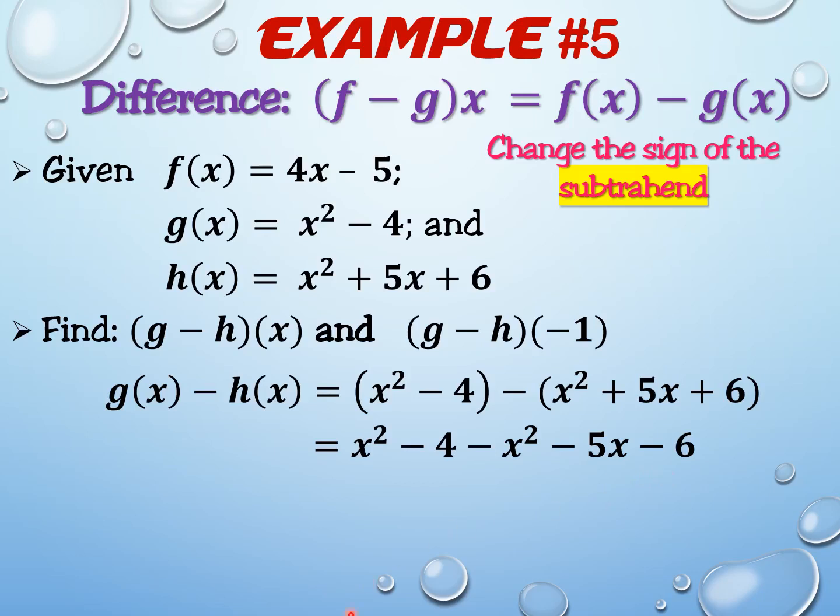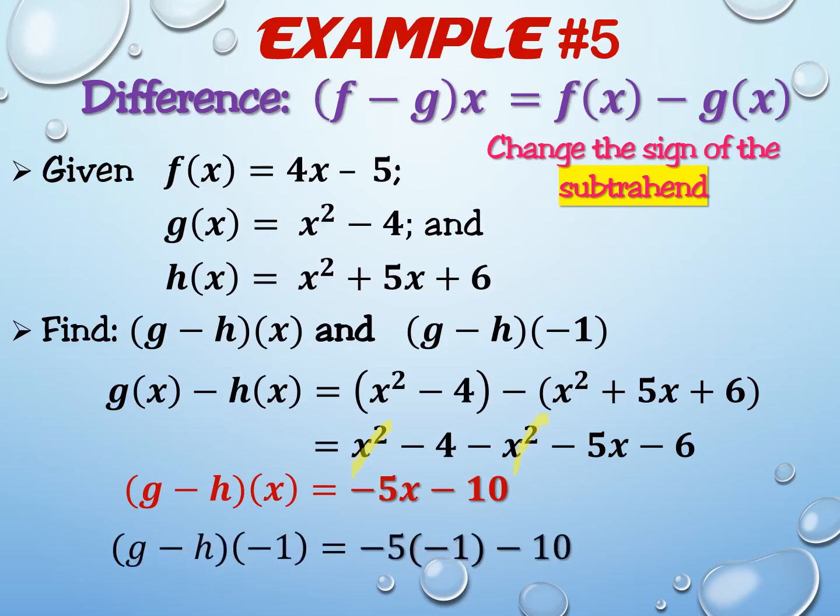And then we combine similar terms. Again, what are the similar terms? Yes, that is positive x squared and negative x squared. So we combine them. You are correct. That will be cancelled out. And then we will simply copy negative 5x. There is no other term with an x variable. And then we combine negative 4 and negative 6. So what will be the sum for that? Correct. That is negative 10. So our final answer will be negative 5x minus 10. If you have that, you are correct. Okay. Now, let's solve the second problem.